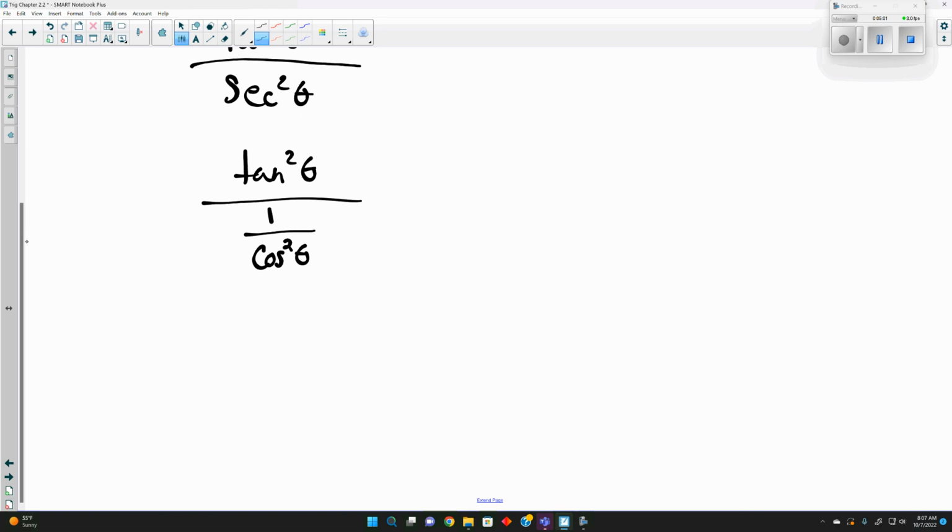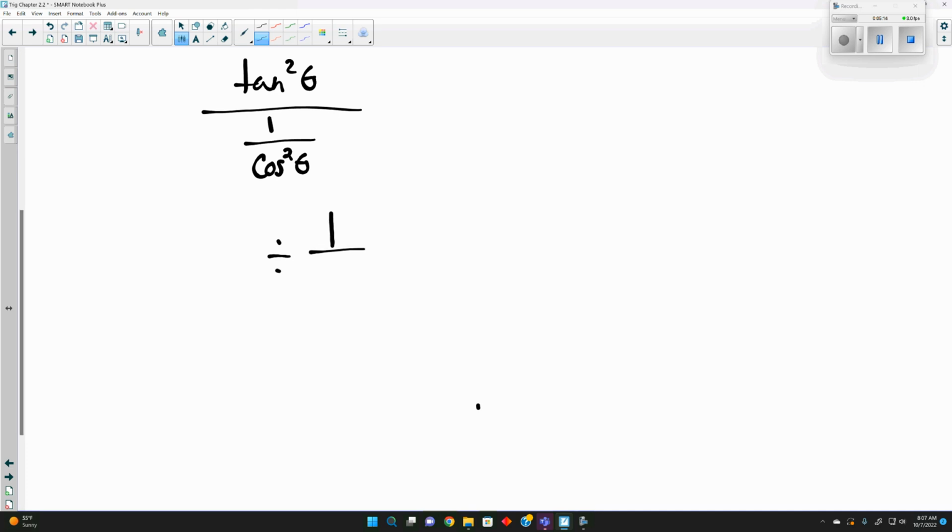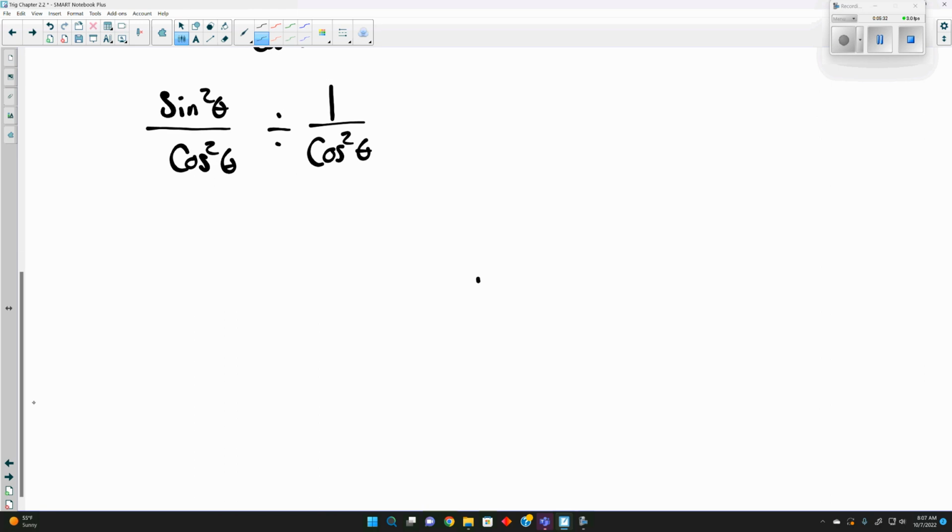We're trying to get to sine squared, yes? Well, these two are being divided, yes? Because we need to simplify it, we're dividing by 1 over cosine squared of theta. And I realize I probably should have done this in the first one. What is tangent squared? It's the fraction of sine squared of theta over cosine squared of theta.